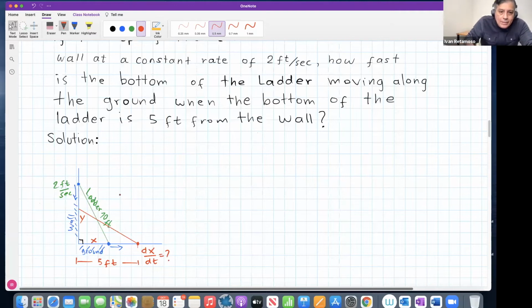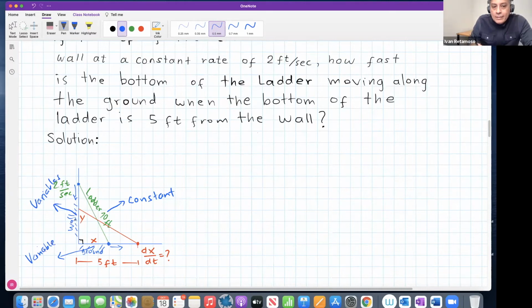Now, I mentioned variables and constants. The length of the ladder is a constant, right? Never changes throughout time. Constant. However, the height and the distance from the bottom of the ladder to the wall, they change all the time, right? In case you want to differentiate variable from constant, this is also variable, right?